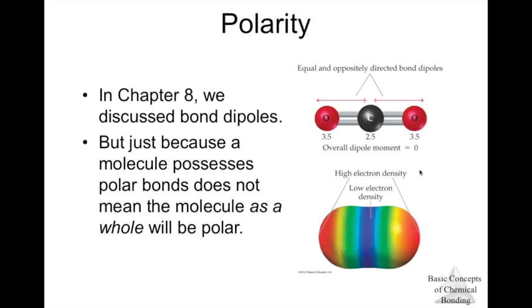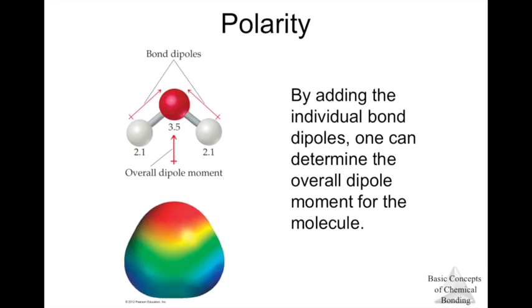But really overall, because everything is balanced, this overall molecule has no dipole moment because basically they cancel each other out. They're equally and oppositely directed bond dipoles. So this molecule as a whole is not polar, even though it's made up of polar bonds. And so basically, just like we just said, by adding the individual bond dipoles, you can figure out the overall dipole moment for a particular molecule.